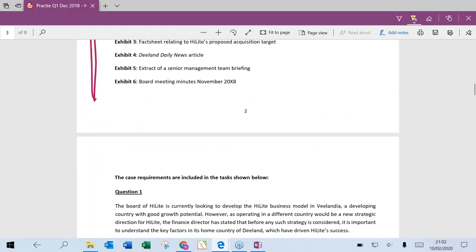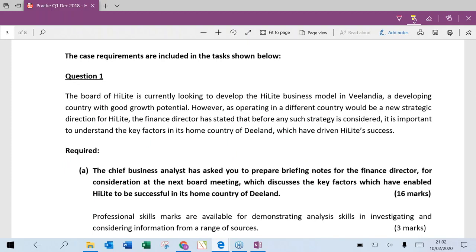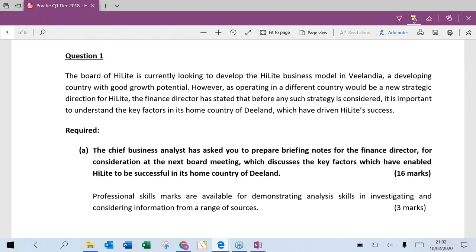Now comes the requirement. Question number one. The board of Highlight is currently looking to develop the Highlight business model in Vilandia, a developing country with good growth potential. However, as operating in a different country would be a new strategic direction for Highlight, the finance director has stated that before any such strategy is considered, it is important to understand the key factors in its home country of D-land which have driven Highlight's success.